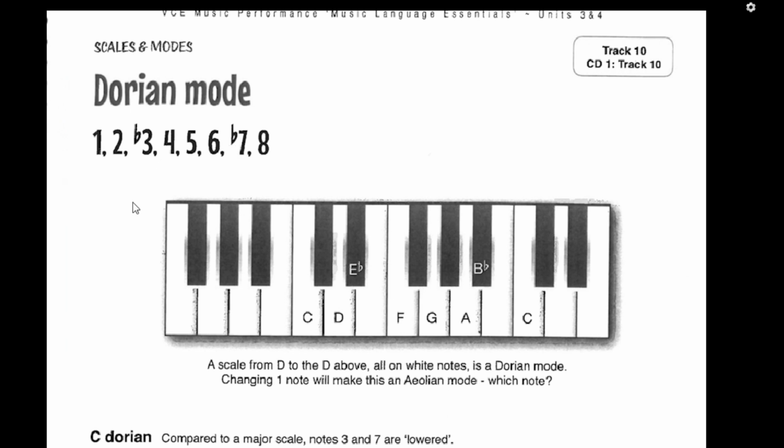So here's an example of a Dorian mode in C on a piano keyboard. As you can see, the third note E is flattened and the seventh note B is flattened. I'll play that to you right now.